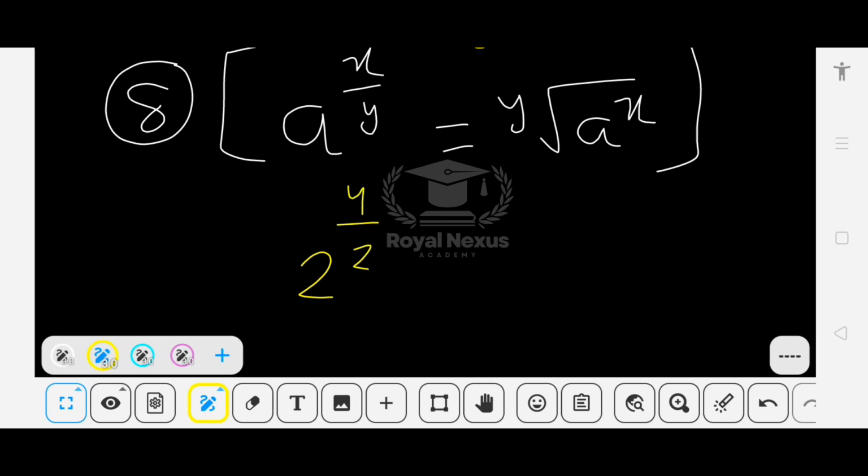There are two ways to solve this question. The first way is we can just simplify this fraction, that is 2 times 1 is 2, 2 times 2 is 4. So it will be just 2 raised to the power 2, that is 4, right? That is the first way.